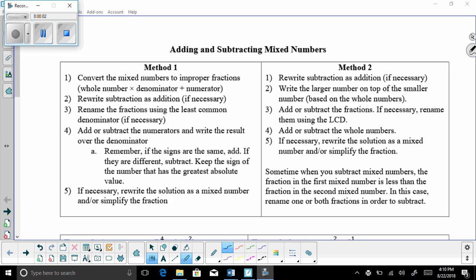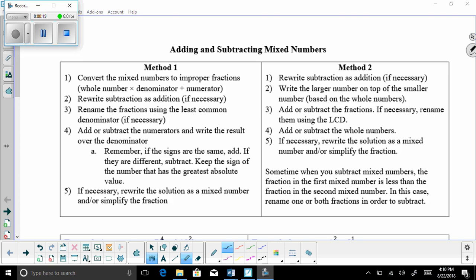In this lesson, we're going to talk about adding and subtracting mixed numbers. There are two different methods that you can use. Method one is to change the fractions into improper fractions, find a common denominator, add or subtract, and then at the very end, change it back to a mixed number.